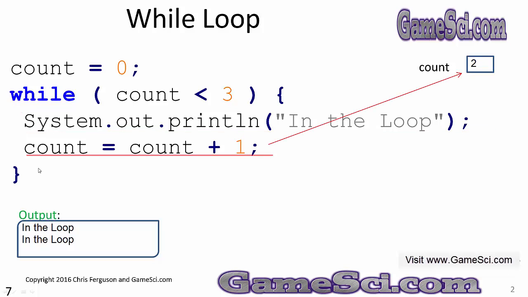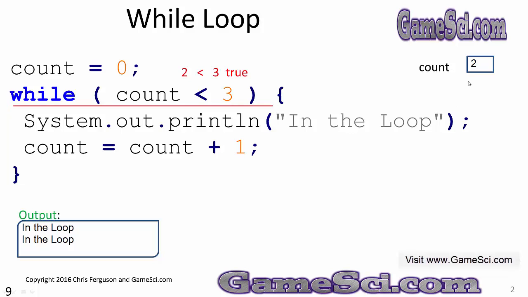After printing, we'll execute the line of code count equals count plus 1. We'll adjust count to the value 2. We'll hit the end of the loop. When we hit the end of the loop, we spin right back up and do it all over again. That's what a loop does. It repeats executing the code over and over again.